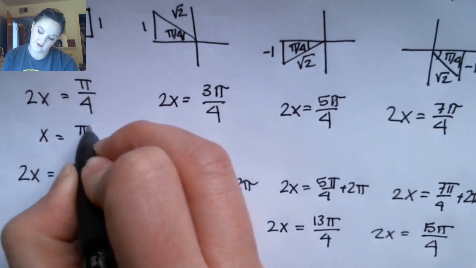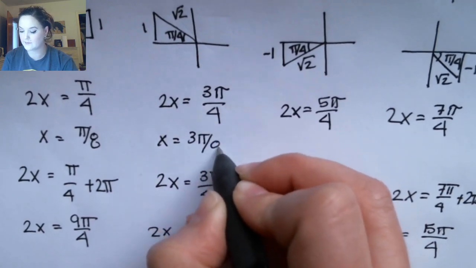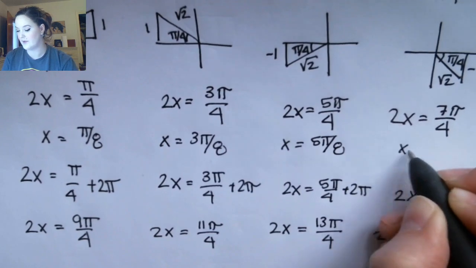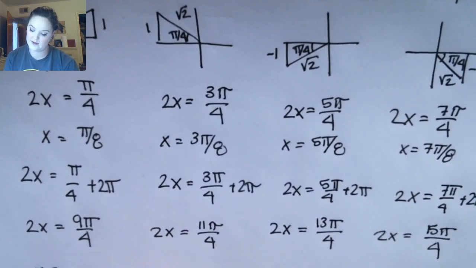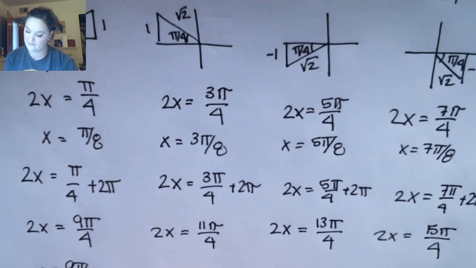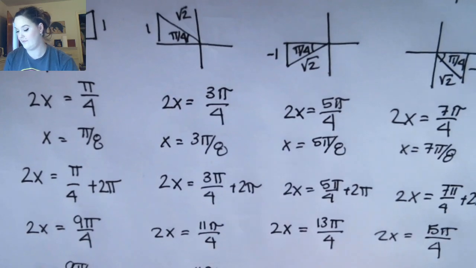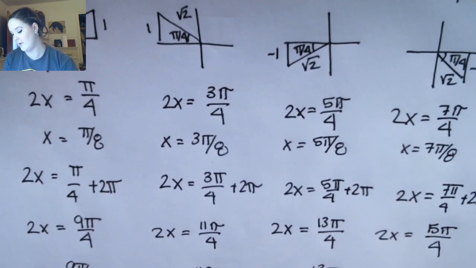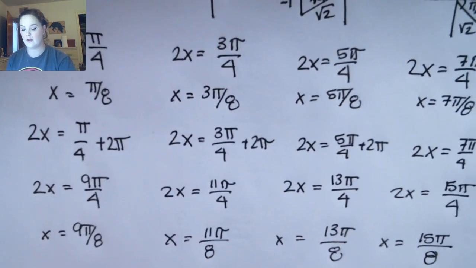So here I'll get pi over 8. Here I'm going to get 3 pi over 8, 5 pi over 8, 7 pi over 8, 9 pi over 8, 11 pi over 8, 13 pi over 8, and 15 pi over 8. Okay. All right.